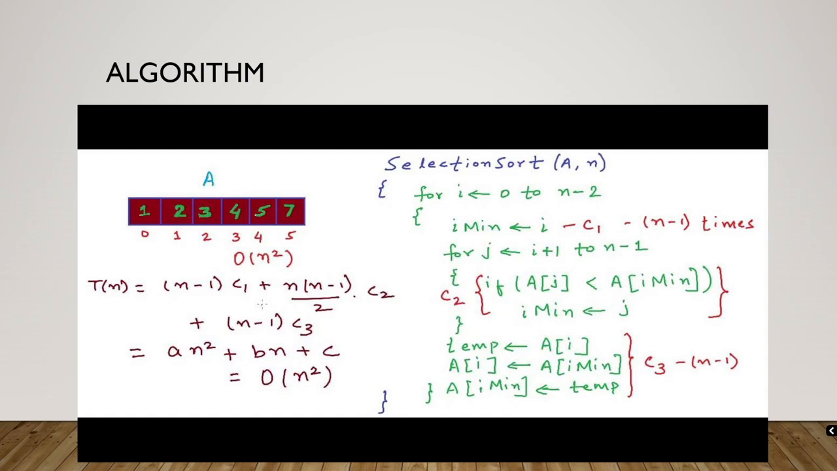Now coming to the analysis part. T of n equal to n minus 1 into c1 plus n into n minus 1 by 2 into c2 plus n minus 1 into c3. So a n squared plus bn plus c. So I am getting order of n squared. This is a very basic example I have given for selection sort. So that's it for selection sort.